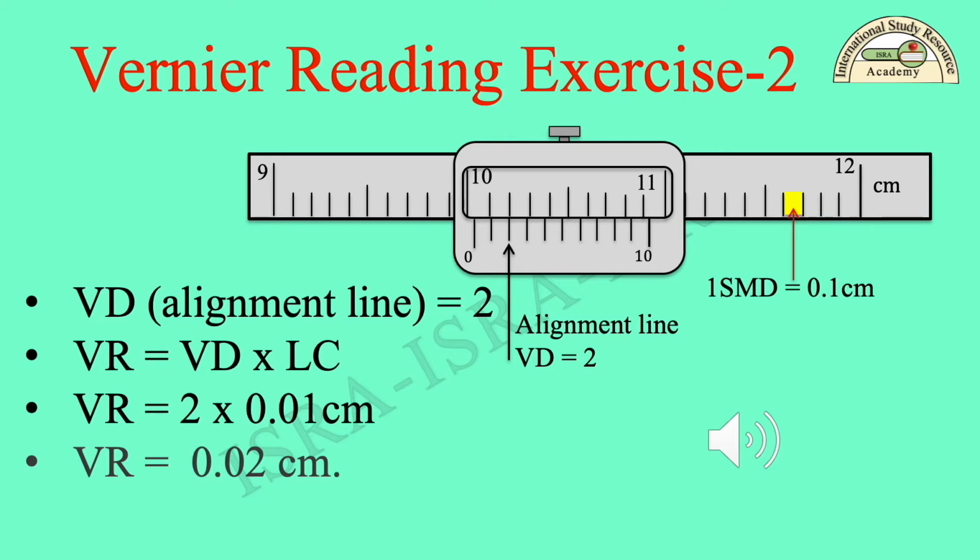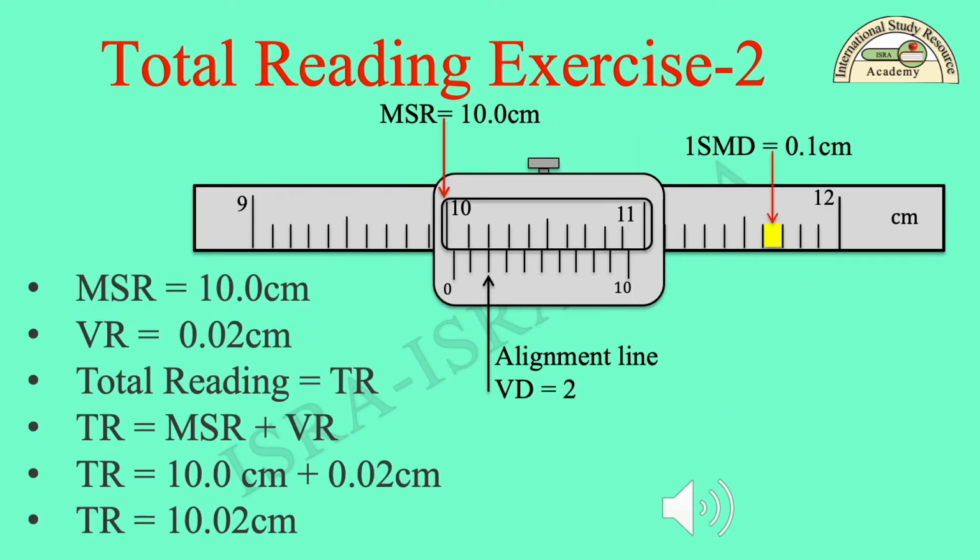Therefore, VR is equal to VD times least count. VR is equal to 2 times 0.01 cm equal to 0.02 cm. Matching and reading line of vernier divisions is visible on the diagram. It is represented with a black arrow. Total reading exercise 2. MSR is equal to 10.0 cm. VR is equal to 0.02 cm.